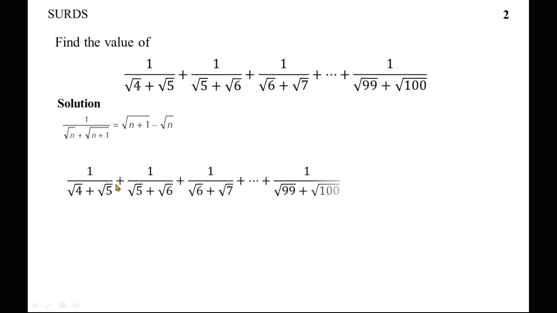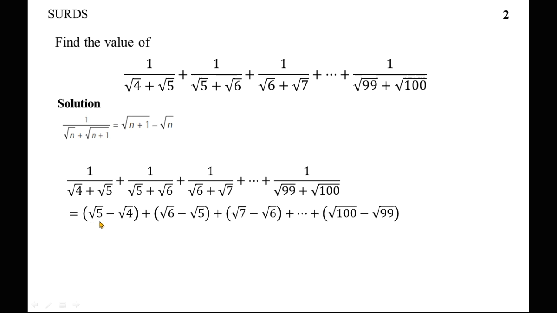So as we may see from the question, by applying the formula that we have, 1 all over square root of 4 plus square root of 5 could be square root of 5 minus square root of 4 using this formula. So each term will be in this form, square root of n plus 1 minus square root of n.